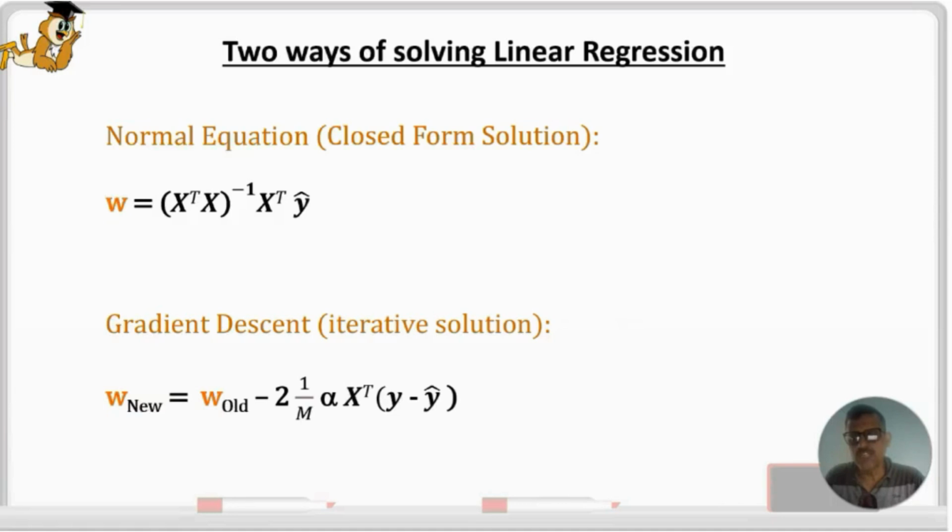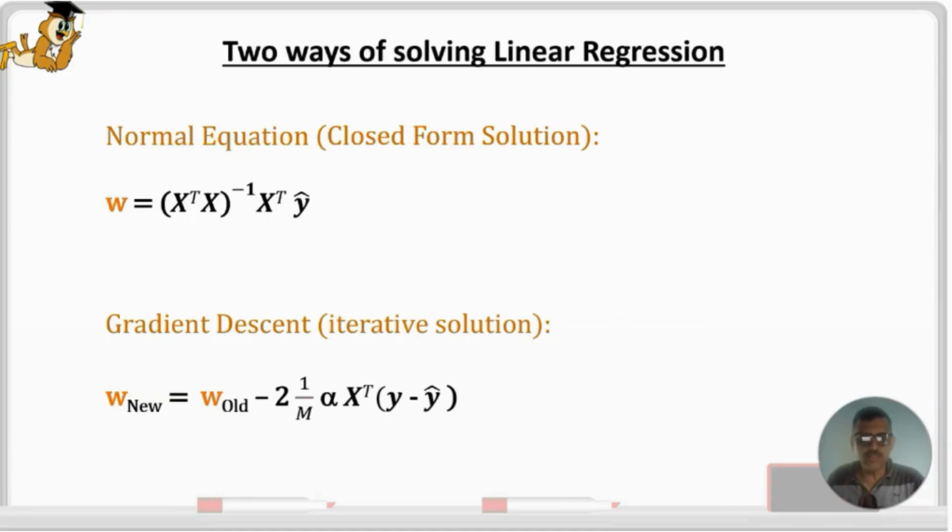And if n was large, if the number of independent variables was large, inverting this matrix would generally become difficult, and therefore we came up with another solution which was essentially an iterative solution, and we used the gradient descent mechanism to come up with this solution.